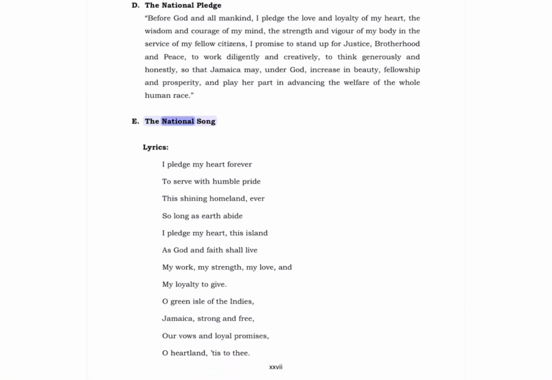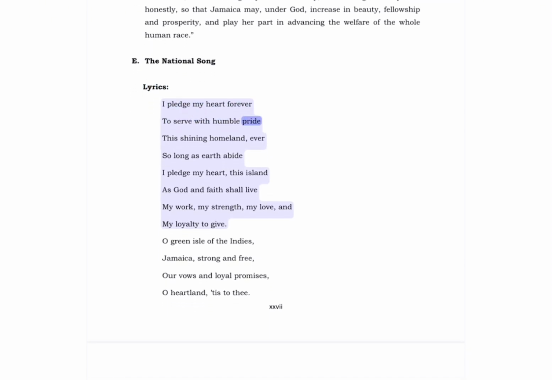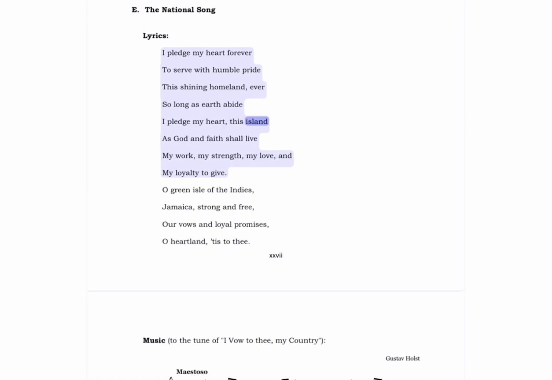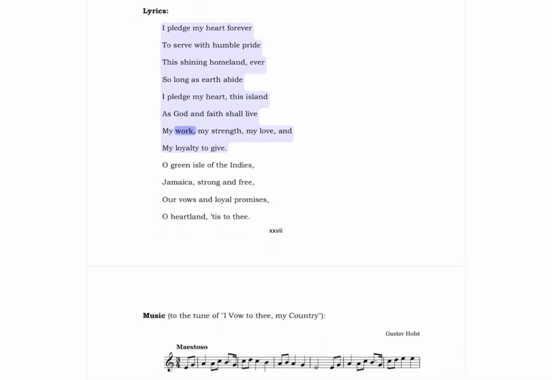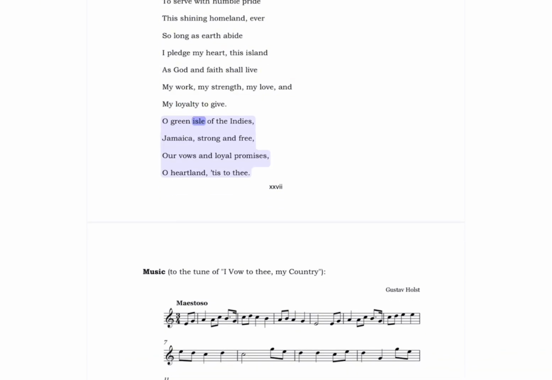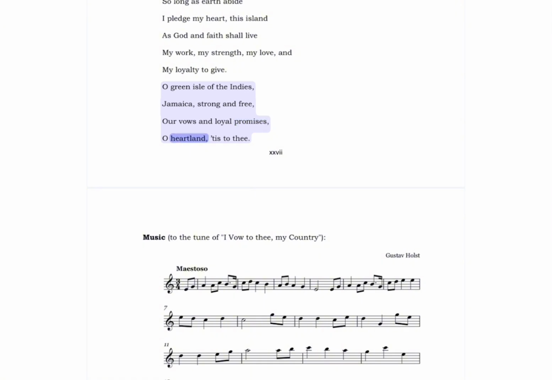The national song. Lyrics. I pledge my heart forever to serve with humble pride this shining homeland. Ever so long as earth abide, I pledge my heart, this island as God and faith shall live my work. My strength, my love, and my loyalty to give. O green isle of the Indies, Jamaica, strong and free, our vows and loyal promises, O heartland, 'tis to thee.